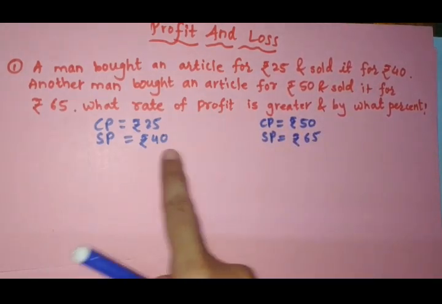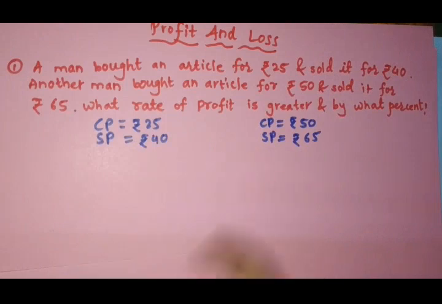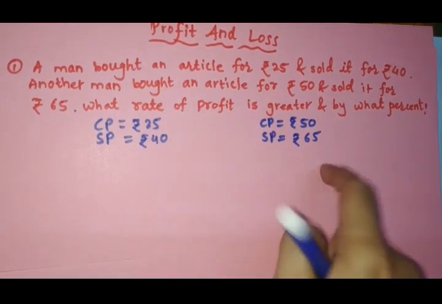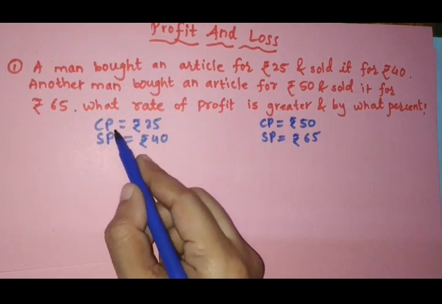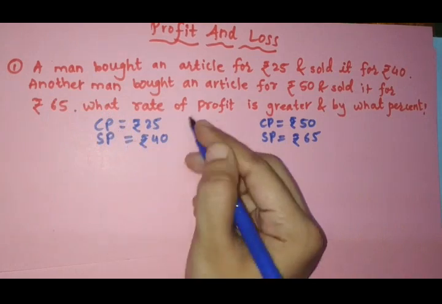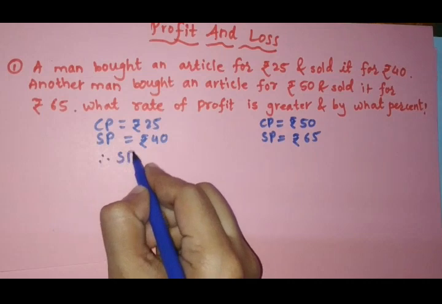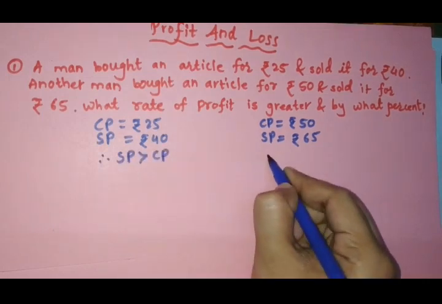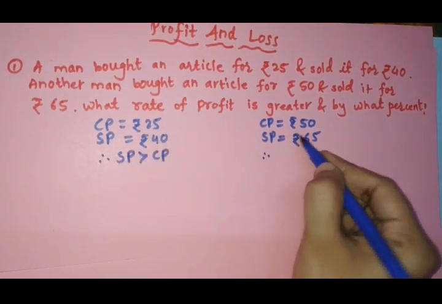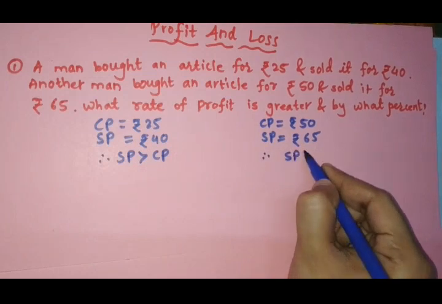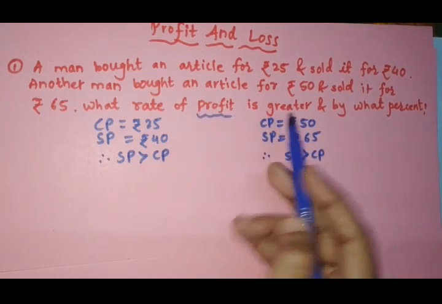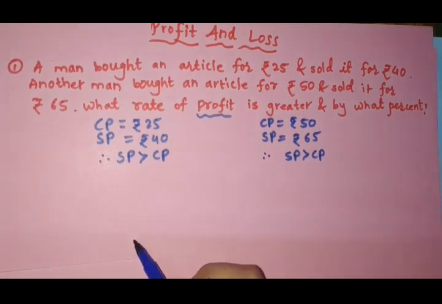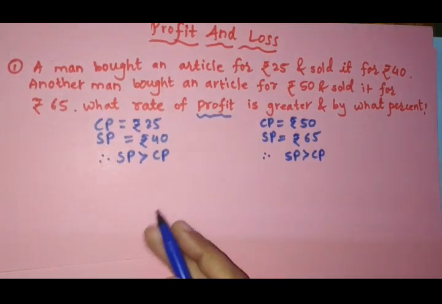So as we got the data here, now we need to compare them. It is of first man, it is of the another. So here you can compare CP and SP. In this case SP is greater than CP, and here also SP is greater than CP. So it is actually a profit already given. We need to find out first profit, then we'll go for their percent.